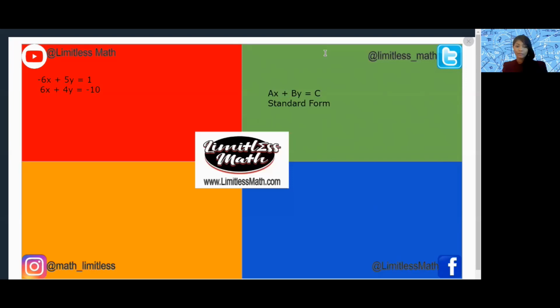We have negative 6x plus 5y equals 1, which is in standard form, and then 6x plus 4y equals negative 10, also in standard form. It's awesome that our variables are lined up, x and x, y and y, constant and constant. It's also very good that we have a match, so to speak, with our variables here. So the coefficients of the x terms, we have both a 6 and a negative 6, and that's exactly what we want. This is the perfect setup for what we're trying to do.